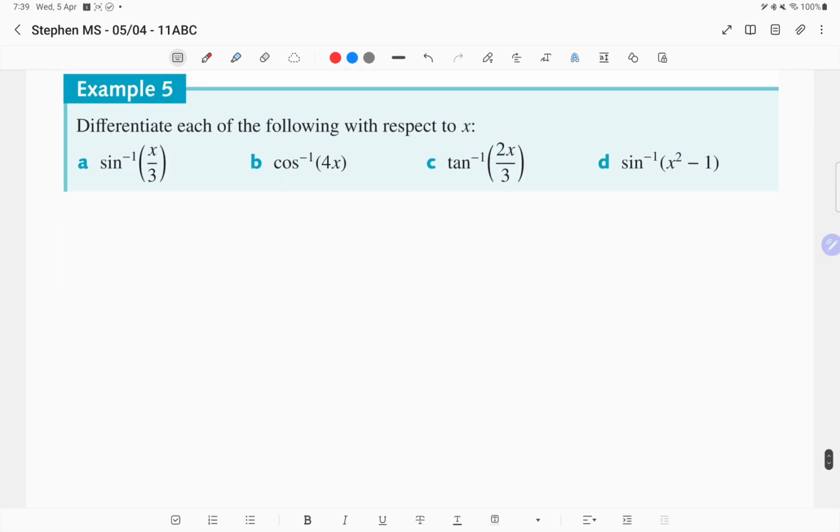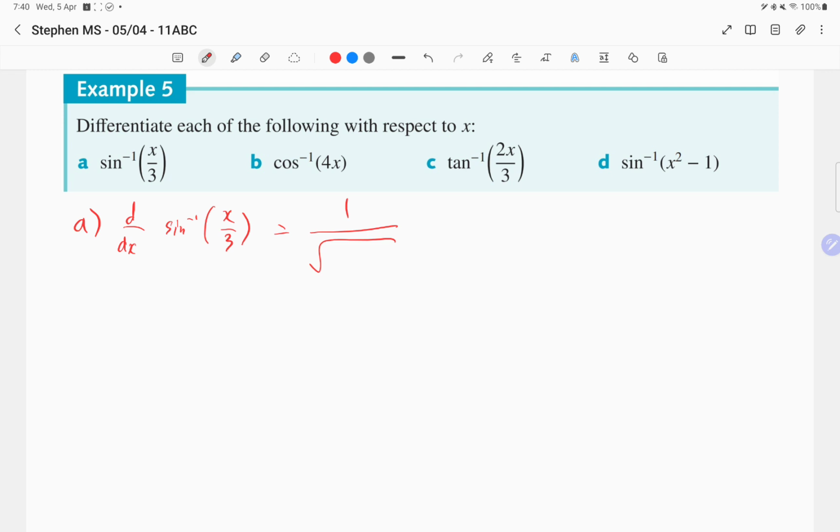Okay, differentiate. Question A: d over dx of inverse sine of x on 3. Do you remember the formula? What's the formula? Inverse sine is 1 over square root of 1 minus x squared. Yes, but this one is x over a. Alright, this is x over 3.